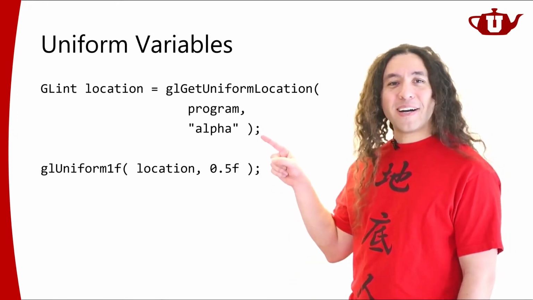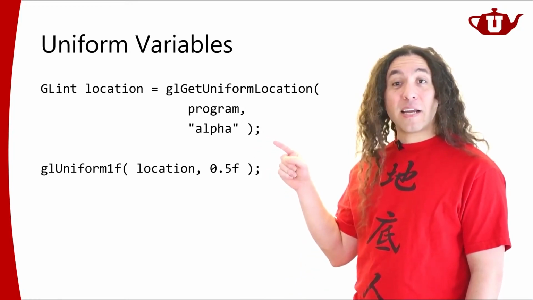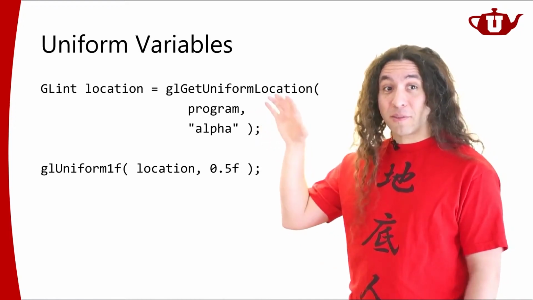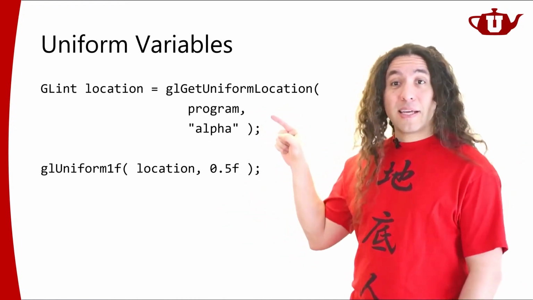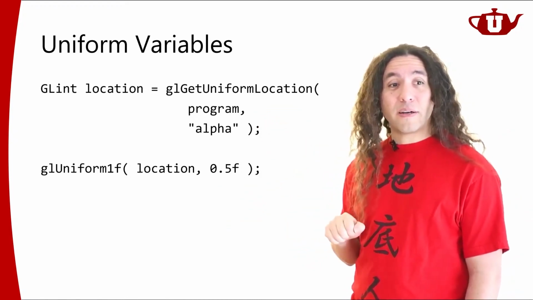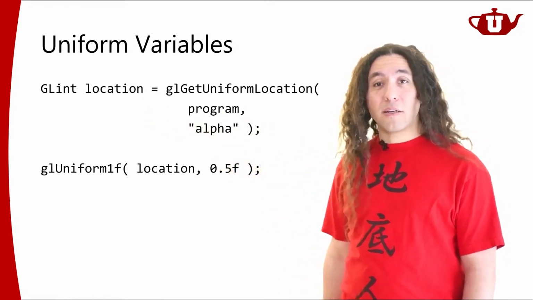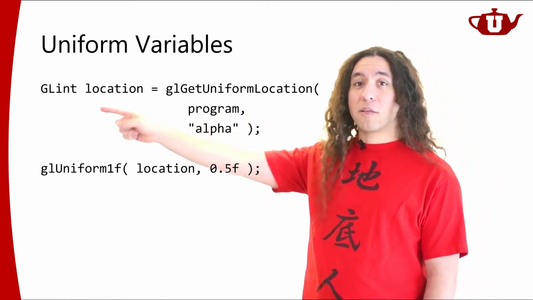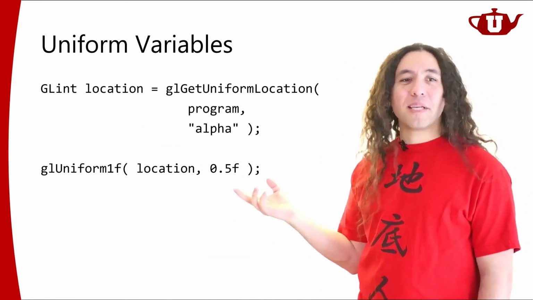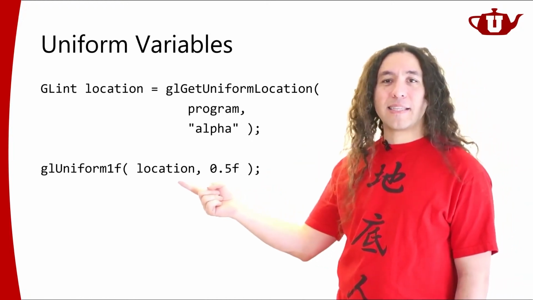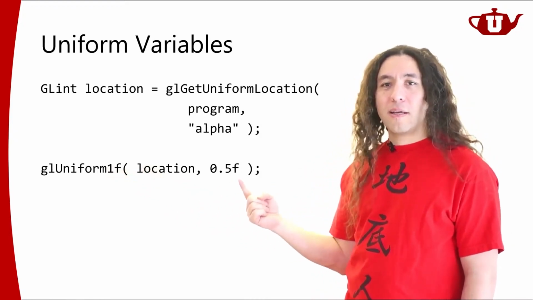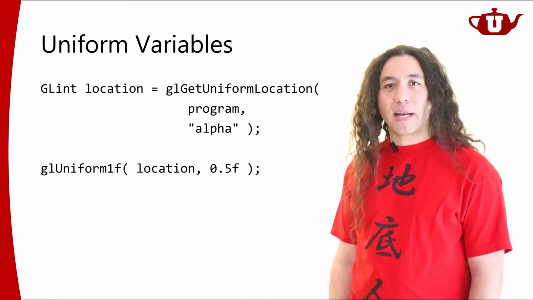Remember, we had alpha in our fragment shader. Inside our program, we're not looking at the fragment shader, we're looking at the program, the whole compiled and linked thing. Inside our program, I'm looking at the position for this alpha, and I'm going to get the location here. It's just going to be an integer value that tells me what that location is. And then alpha is just some floating point value. I can set its value like this. I call glUniform. This is the location, and then this is the value that I'm setting.